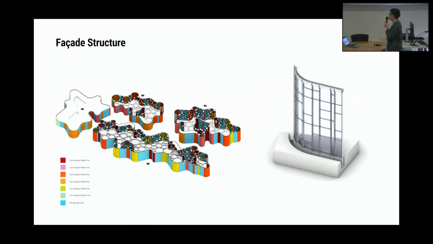As I mentioned, we also were working on the facade structure, and through the rationalization process at the very start, we were also able to minimize the number of curved glass elements that were needed. And so in the end, there's 6 different radii that were used, and then of course we have the straight elements as well.